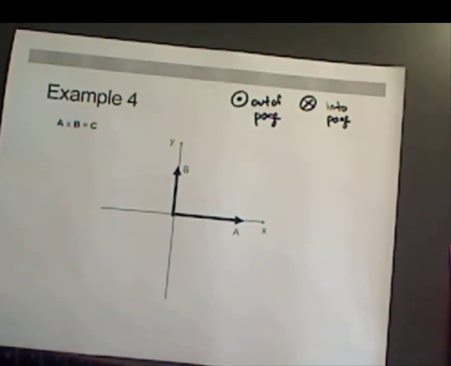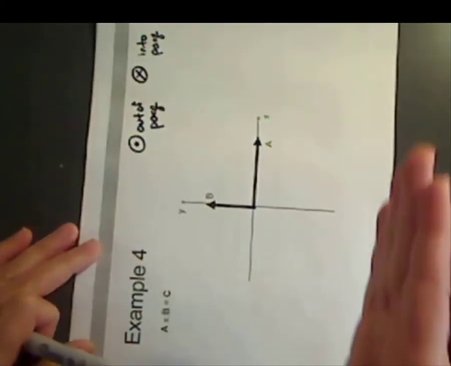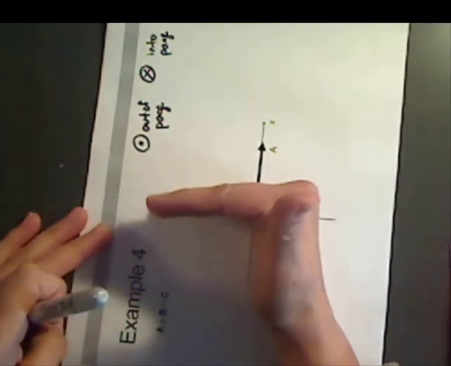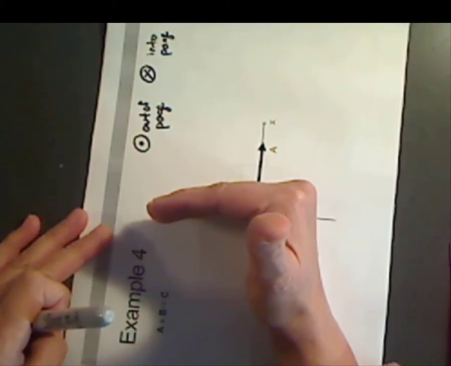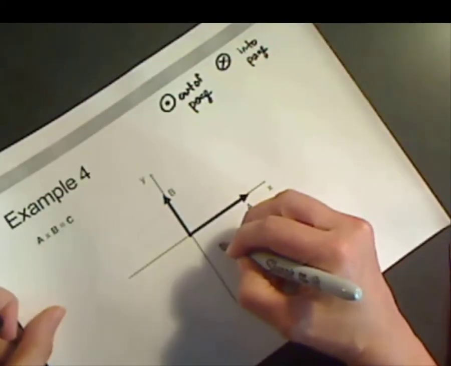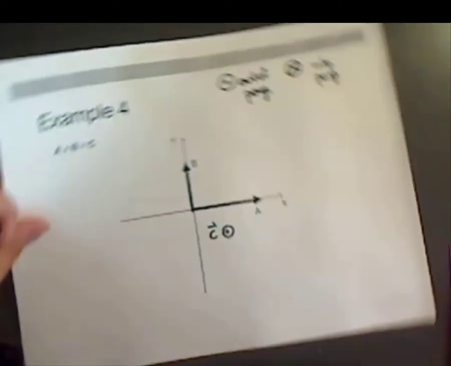Okay. So here I have my X and Y axes. Again, I'm going to rotate the paper to make my life easy. Point along A. My palm points towards B. I can also rotate my fingers to point B. And I see that my thumb now points out of the page. So the vector C, I can just make a little note here, is going to point out of the page, and it will look like that.